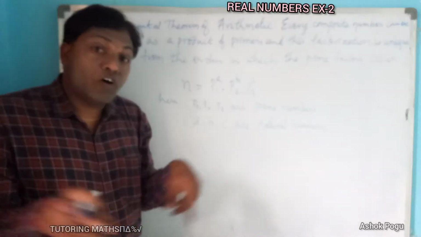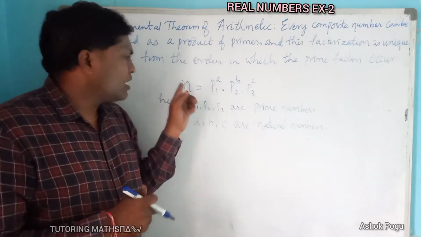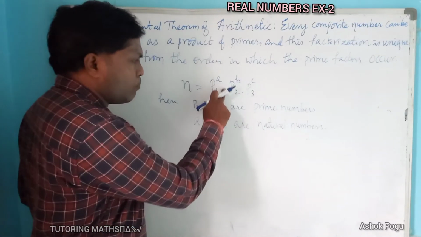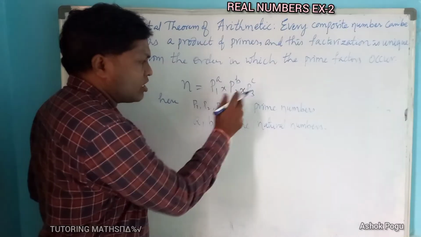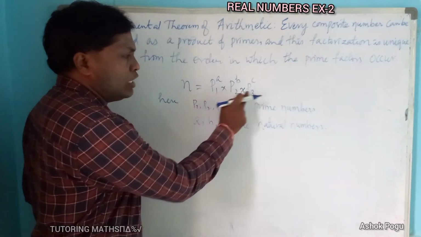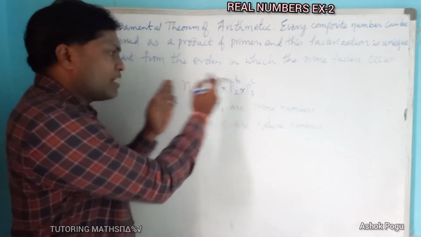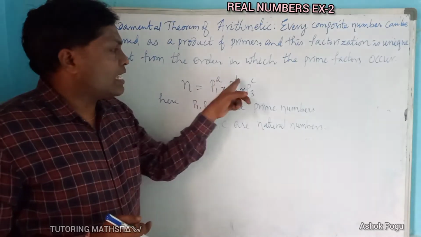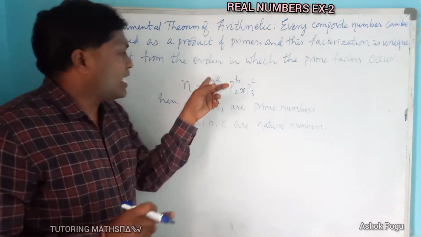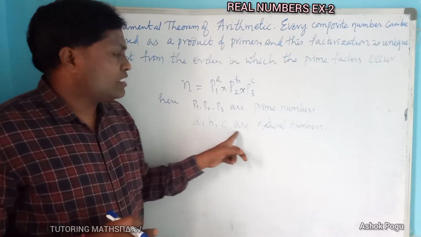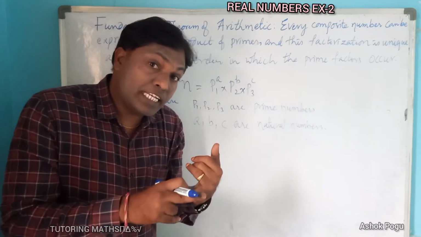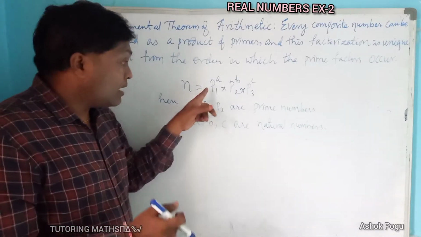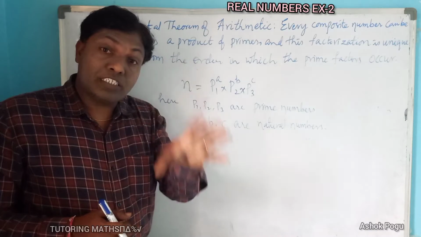Here the standard form would be: if n is any composite number, that can be expressed as the product of prime numbers. Here P1, P2, P3 are prime numbers, and n equals P1 to the power a, times P2 to the power b, times P3 to the power c. What do we call a, b, c? They are the exponents of these prime factors. They will be natural numbers, like 0, 1, 2, 3. But P1, P2, P3 must be prime numbers.